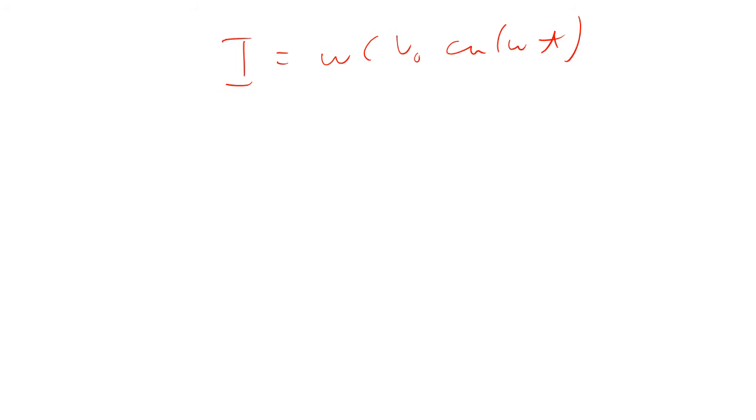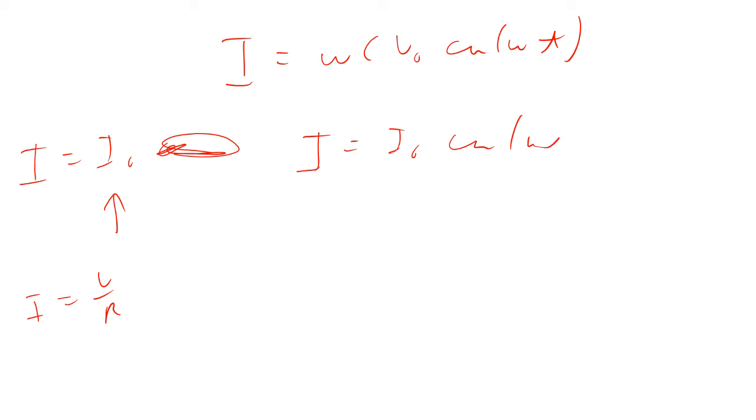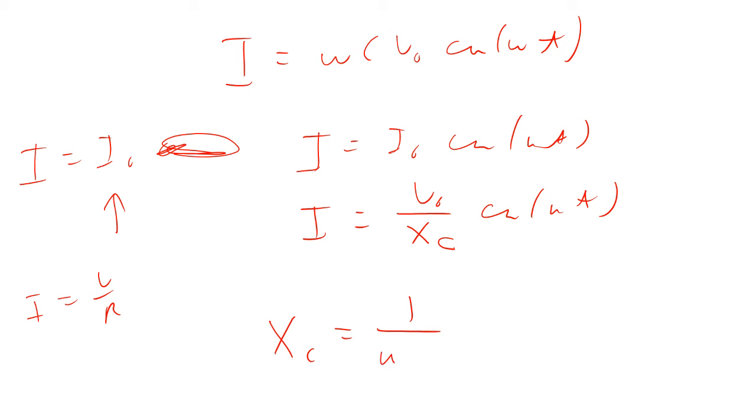Well, once again, if we look at how we did this before, for a resistor I is V over R, so we would want this to be some I naught cosine omega t, where this is V naught over XC, cosine omega t. Well, in order to get that, XC has to be 1 over omega C. And so the reactance here is going to be 1 over omega C. And again, omega equals 2 pi f.